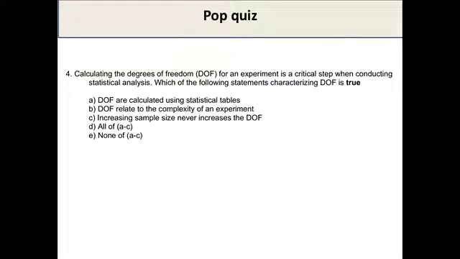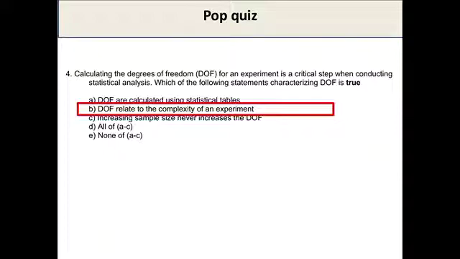Next one. Calculating the degrees of freedom for an experiment is a critical step in conducting statistical analyses. Which of the following is true? Degrees of freedom are calculated using statistical tables. Degrees of freedom relate to the complexity of an experiment. Increasing sample size never increases the degrees of freedom. All of A to C. Okay? Degrees of freedom relate to the complexity of the experiment.